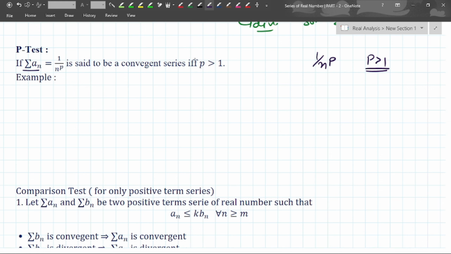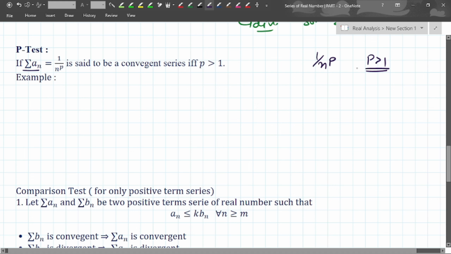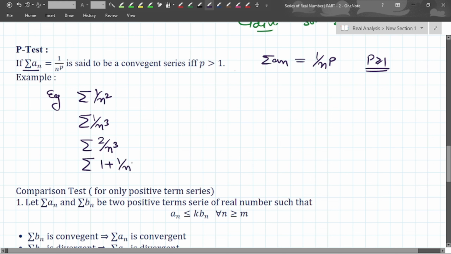If you have a sequence like this, then this test is applicable for that type of sequence. For example, summation of 1 by n square, 1 by n cube, let's say 2 by n cube, let's say 1 plus 1 by n cube. Identify whether each is convergent or divergent. Now, how can we check this?